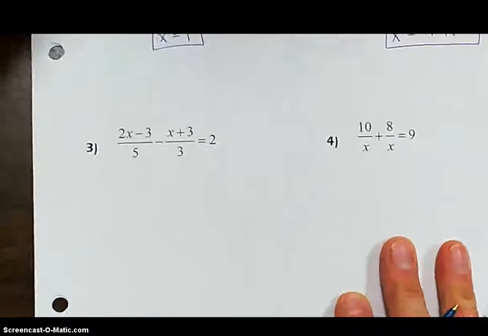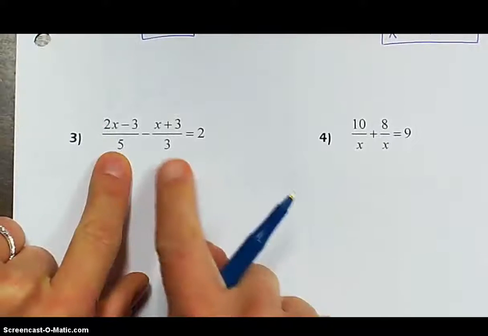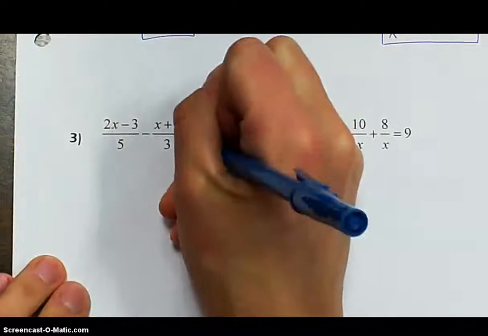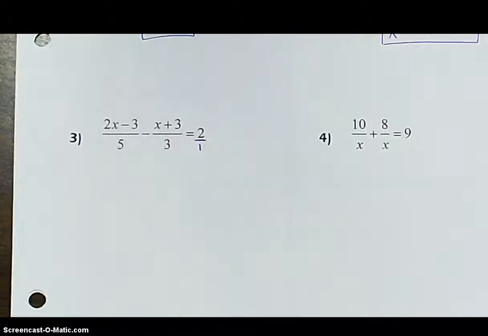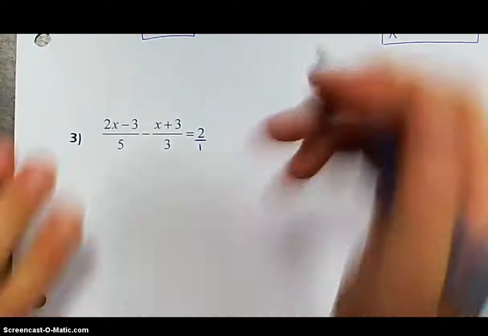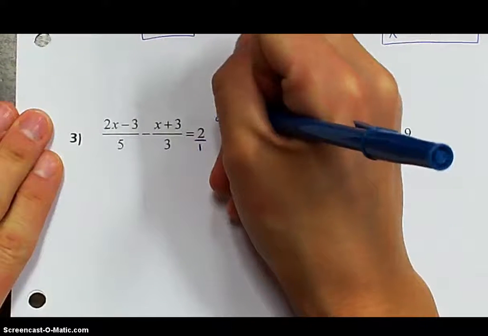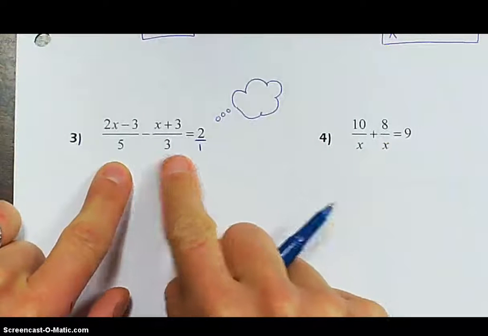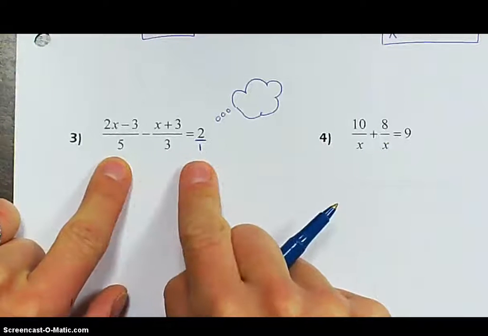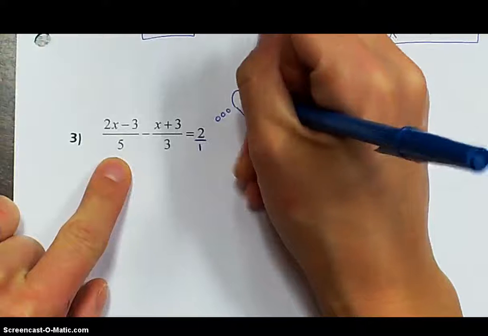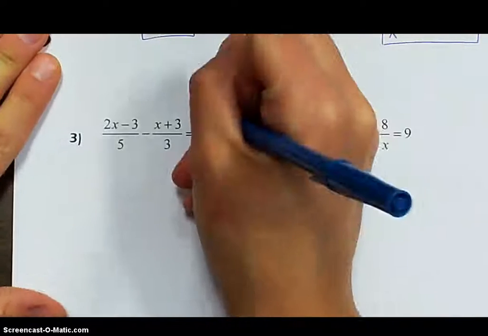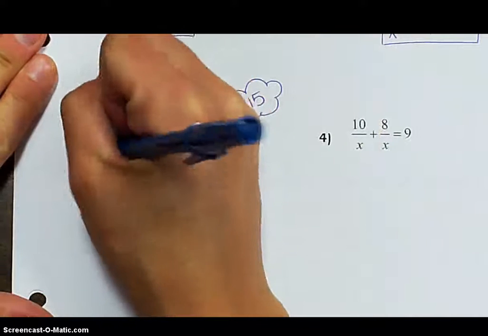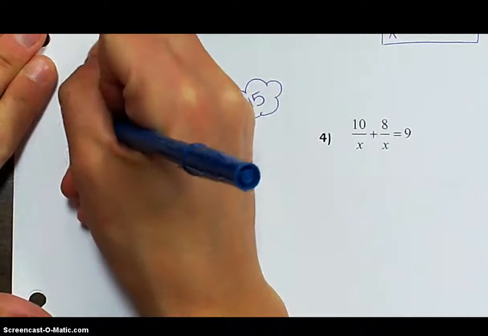If we take a look at number 3 here, we have a fraction equals a whole number, so I'm going to put that over 1. This would be much easier if there were no fractions. Here's my think bubble: 5, 3, and 1. What's a number that 5, 3, and 1 will all go into? Let's try 15. We're going to multiply everything here by 15.